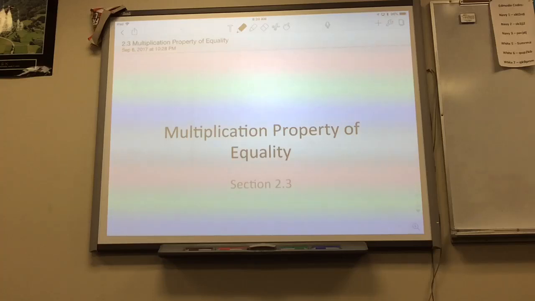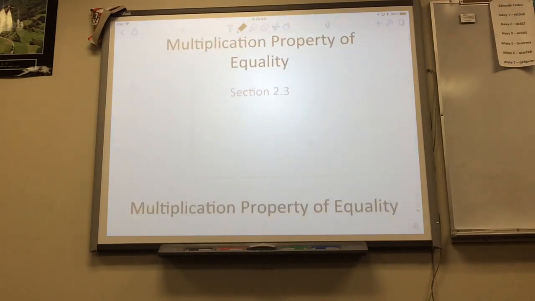This is the multiplication property of equality. This is exactly what we did before with addition, but now we're doing it with multiplication. If you're going to multiply one side of the equation, you have to multiply both sides of the equation. Okay? Just like the addition property.